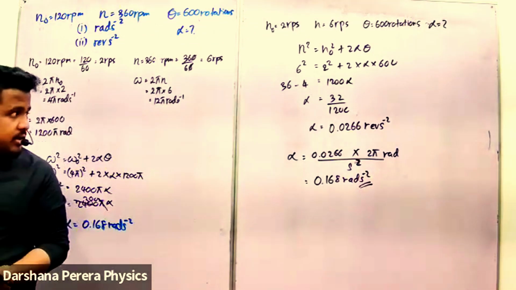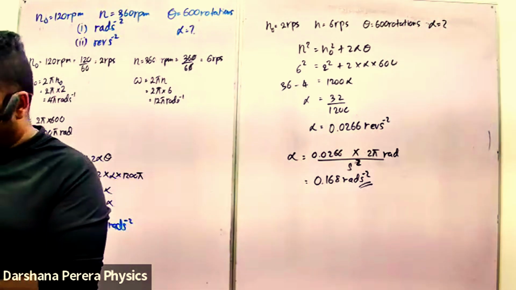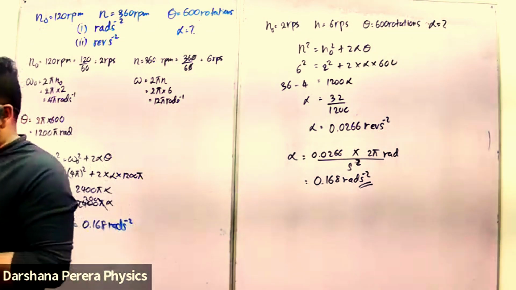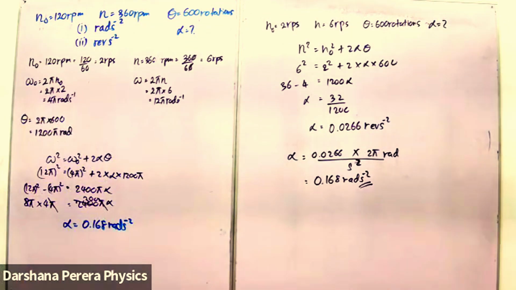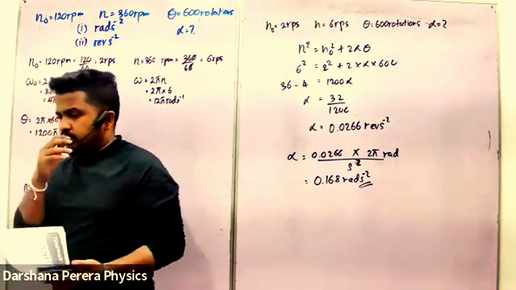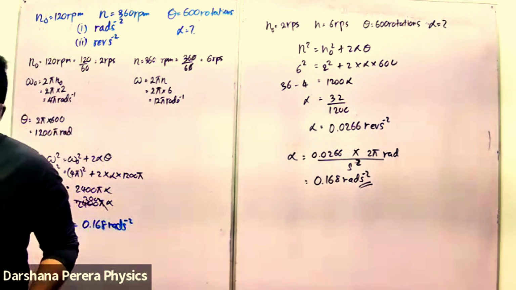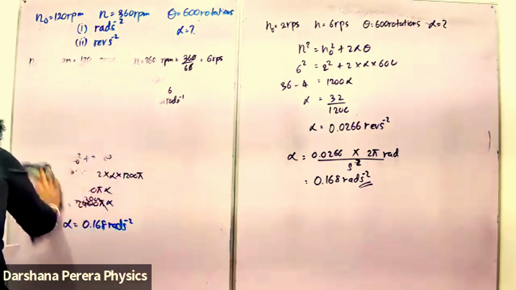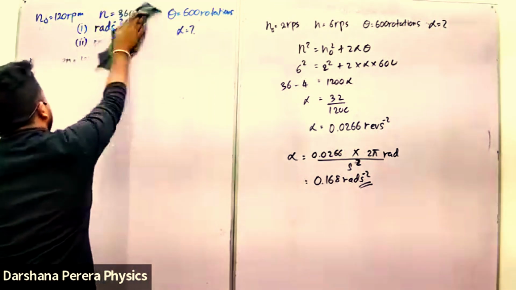Right. Okay. Good. Then write down: when an object is rotating with uniform angular velocity, alpha is 0, therefore rad per second square.